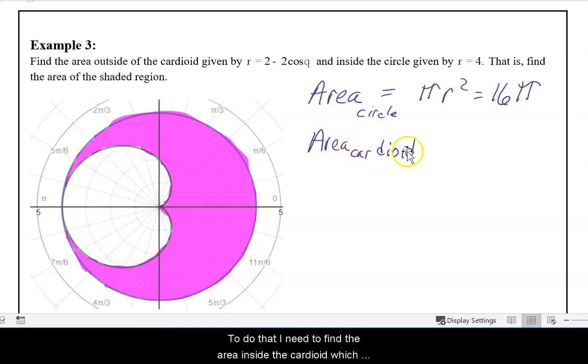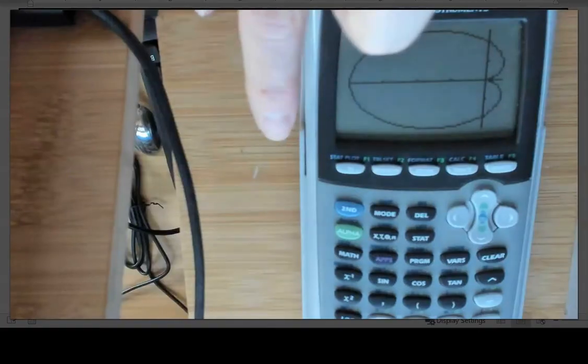To do that, I need to find the area inside the cardioid, which means I need to know, for example, how long it takes to draw this cardioid and what the angles are to take it around precisely once. Probably it's going to be from 0 to 2 pi. Let's go to the graphing calculator and check it out.